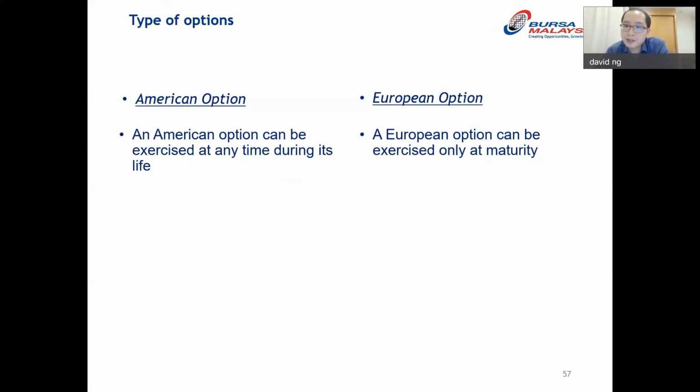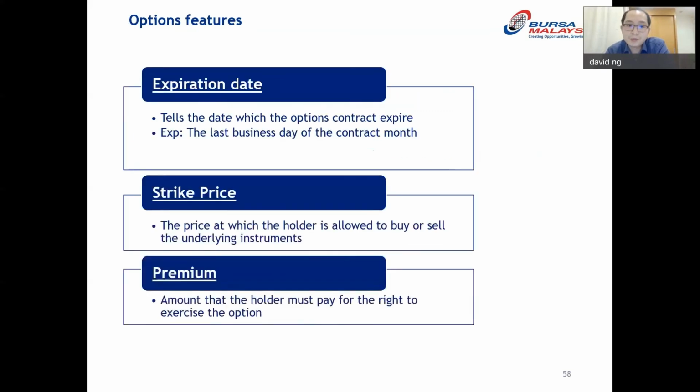American options are very flexible in the sense that they can be exercised at any time before the expiry. European options are a bit more restricted. You can only exercise on the expiry date itself. American options do not mean that the options are only available in America. It's not the case. In fact, if you look at Bursa Malaysia, options are mainly European, but it's just a different definition of the way it expires.